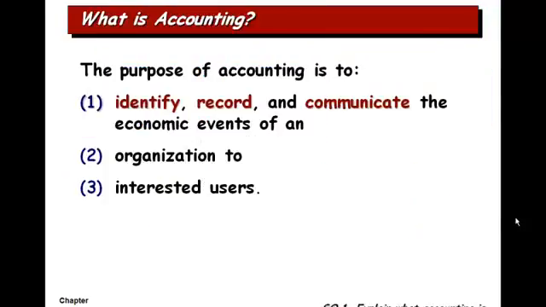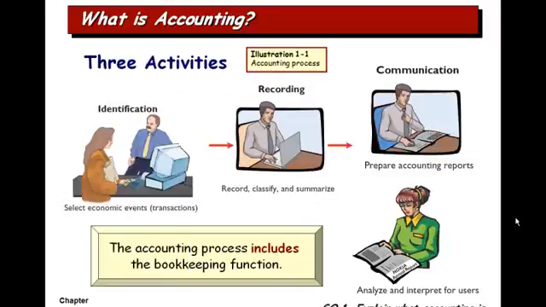So the purpose of accounting is to, one, identify, record, and communicate the economic events of an entity or organization to interested users, and we'll see that interested users can be both internal and external users. These three activities: identification, select economic events, transactions, whether you purchase something or you pay salaries. The second is recording. We record, classify, and summarize all these transactions, and we communicate them by preparing financial statements, whether it be balance sheets, income statement, statement of owner's equity, or the cash flow statement.